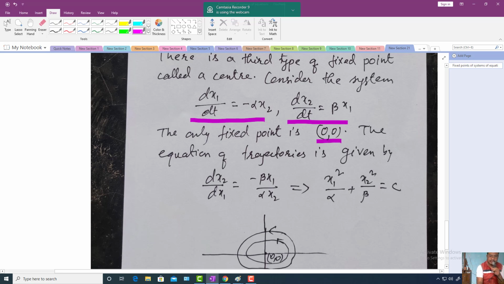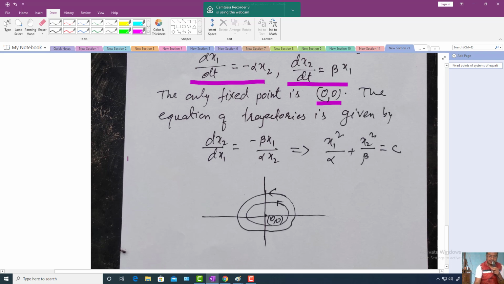The equation of the trajectory is found by computing dx2 by dx1. That means dividing the second equation by the first equation, you'll get this. After solving, you'll get this, which is the standard equation of an ellipse. So an ellipse like this, and this is the fixed point. So why do we call it a center? Here alpha and beta are positive constants, and this is another constant. So this is an ellipse.